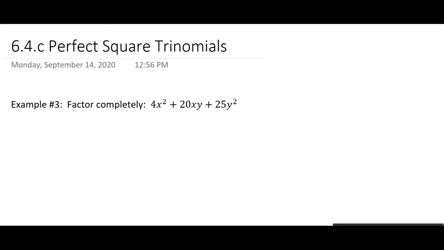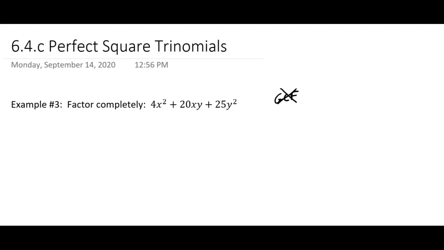So we have another trinomial they want us to factor. First thing, look for the GCF. And this time there isn't one, other than one. So we don't have to worry about taking out the GCF. I'll write it down. We looked for it, but we're not going to factor anything out.